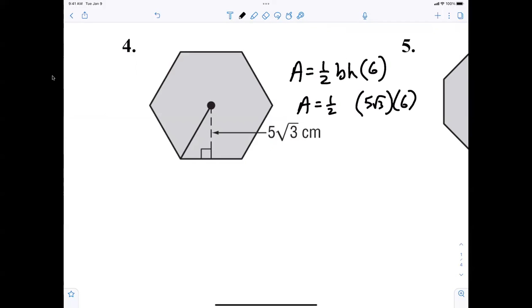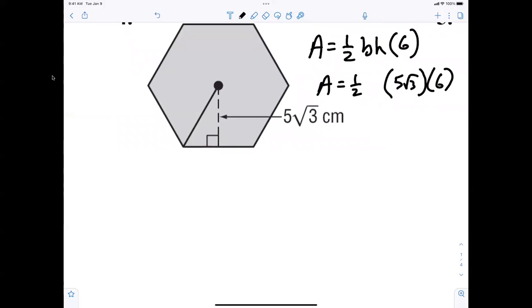And now because we have done this thousands of times, everybody should be able to say, now we're going to do it correctly this time. So this is the 30, this is the 60. If this is 5 radical 3, then what's this length?